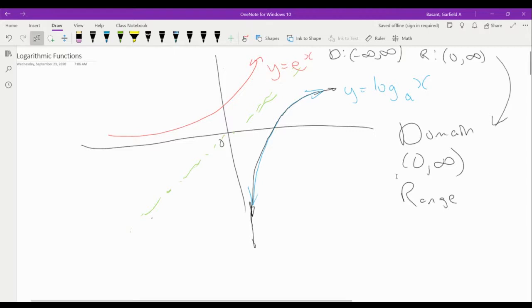What's going to be the range for the logarithmic function? It's how high or low it's going, which is the y value, or it's the domain of the exponential function. So negative infinity to positive infinity. So once again, we're just flip-flopping the exponential and the logarithmic function. If you know the domain and range of the exponential, we flip it around and it becomes the domain and range of the logarithmic function.